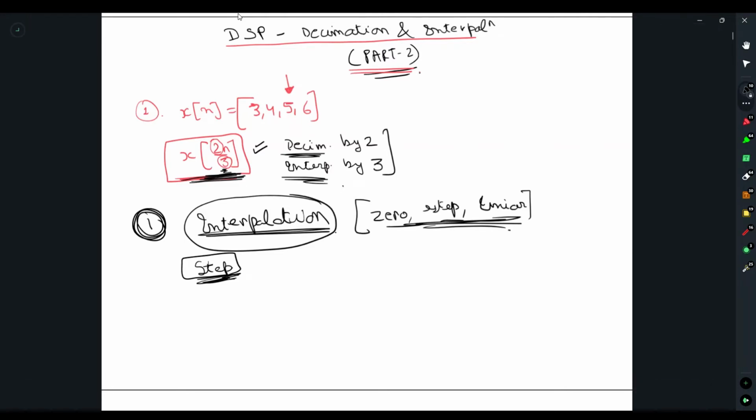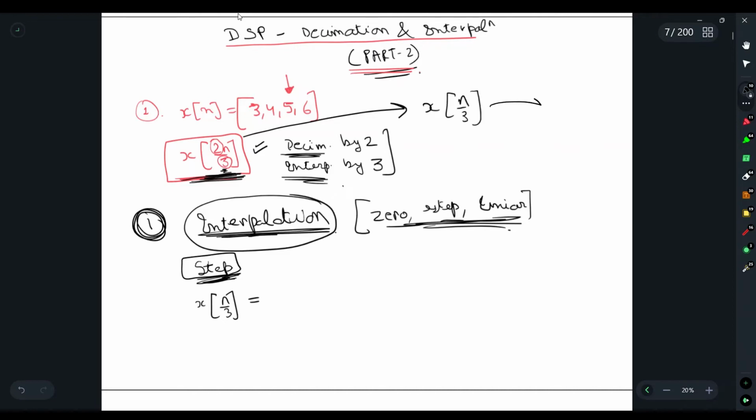We will write x[n/3], because this is what we have to find first, since interpolation has to be done first. That is, we are breaking this into two parts. First of all, we will do n/3, and then on this we will perform decimation, that is, we will write 2n/3. So this part is the interpolation part and this is the decimation part. Let us proceed with the interpolation part first.